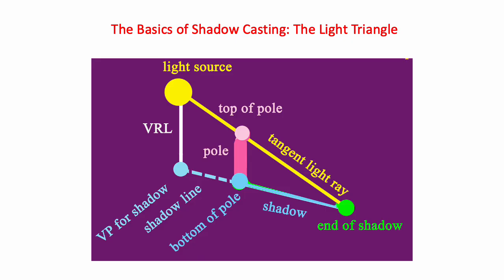The basics of shadow casting is the light triangle, which gives us the relationship between the light source, the pole, and the casting surface. To do that, we draw a vertical line from the light, and where it hits the casting surface is the vanishing point for the shadow. Lines from this vanishing point go through the bottom of the pole, while light rays go from the light source through the top of the pole, and where they intersect is the end of the shadow.